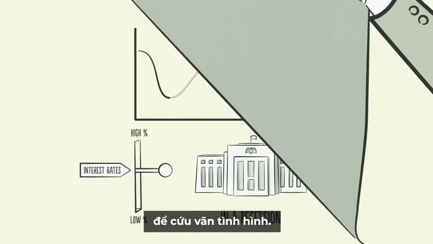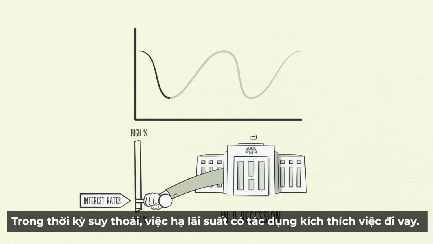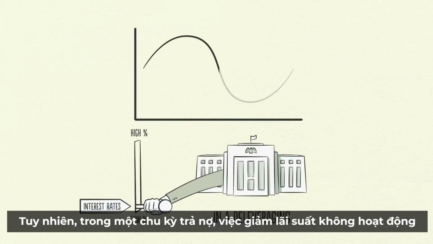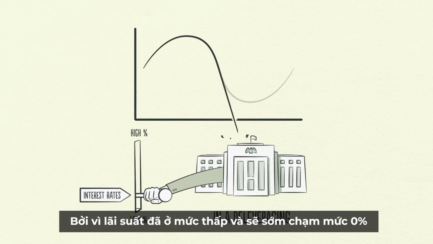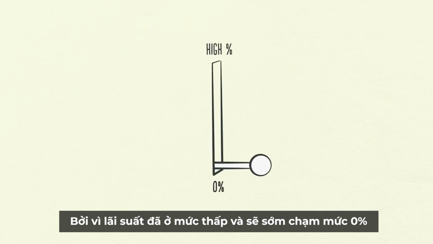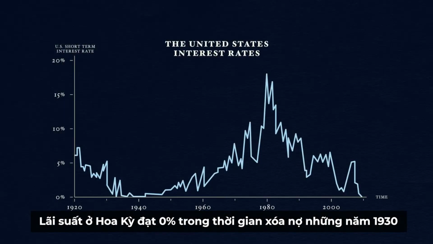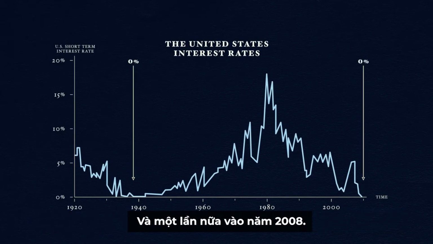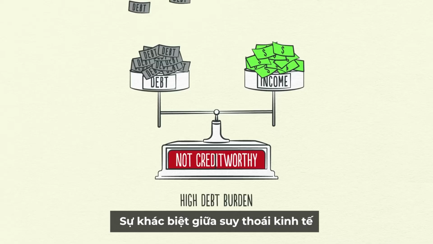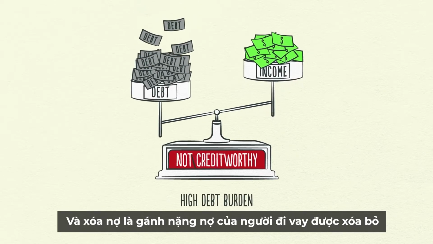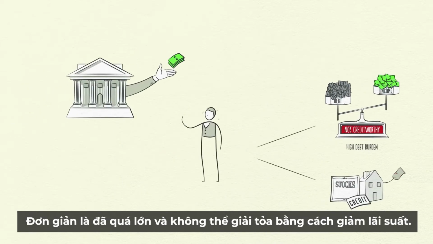It's a vicious cycle. This appears similar to a recession, but the difference here is that interest rates can't be lowered to save the day. In a recession, lowering interest rates works to stimulate borrowing. However, in a deleveraging, lowering interest rates doesn't work because interest rates are already low and soon hit 0%. So the stimulation ends. Interest rates in the United States hit 0% during the deleveraging of the 1930s and again in 2008. The difference between a recession and a deleveraging is that in a deleveraging, borrowers' debt burdens have simply gotten too big and can't be relieved by lowering interest rates.